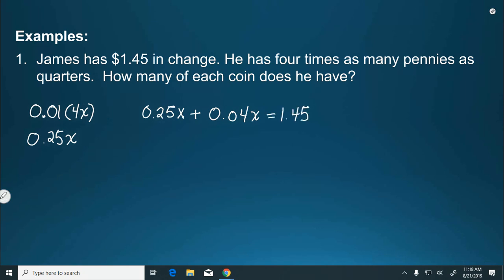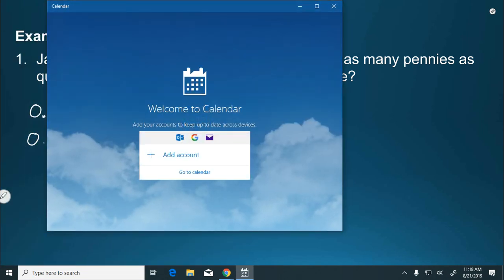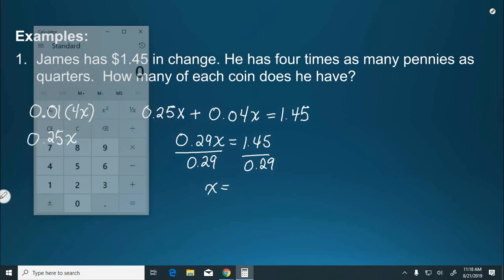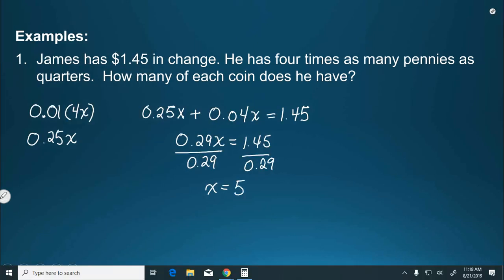Okay, so now add those together. A quarter and 4 pennies is 29 cents, equals $1.45. And last, divide by 29 cents, and we have our solution. Now, I don't expect you to do that in your head. I'm not going to do it in my head. I'm going to grab my calculator quickly, not my calendar. Whoops, calculator. And we do $1.45 divided by 0.29 equals 5. So X equals 5. So what does that mean?